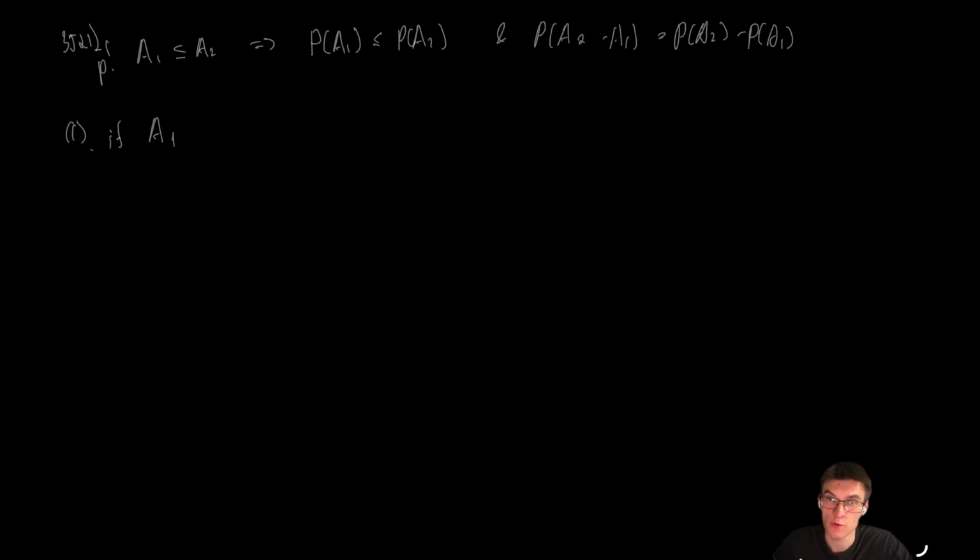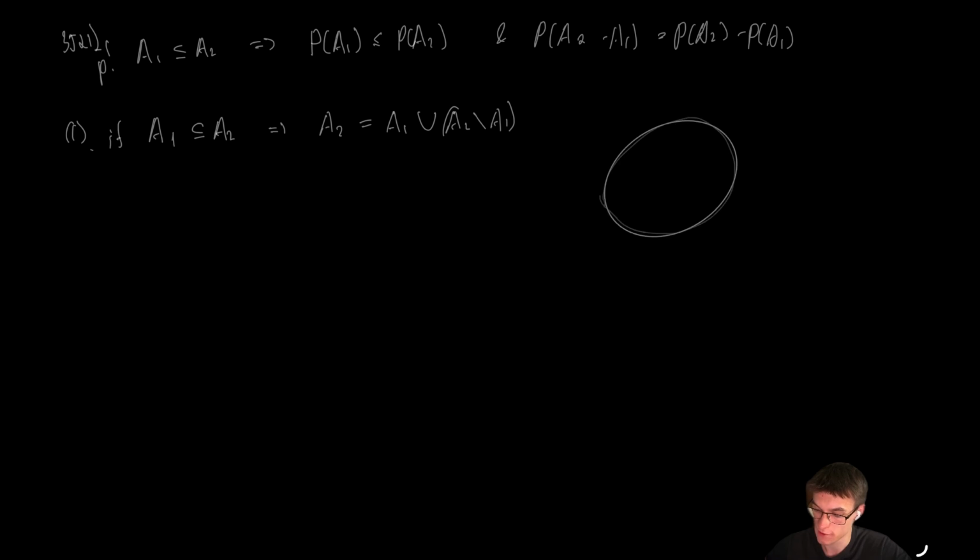If event A1 is a subset of event A2, then A2 can be considered as event A1 union the set A2 minus A1, which is pretty obvious. Now let's try to visualize these sets. Let's say we have the set A2 and the set A1, which is completely inside A2. In that case, the set A2 minus A1 is the space which is inside A2, but not inside A1.